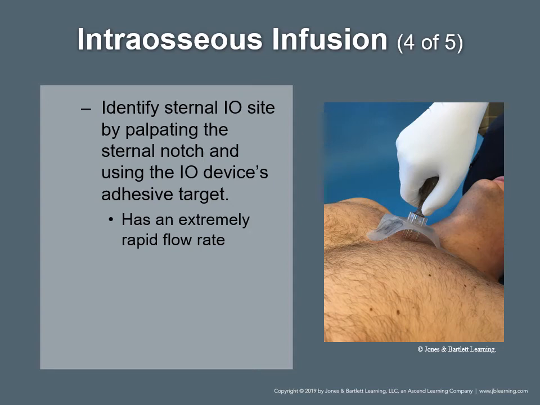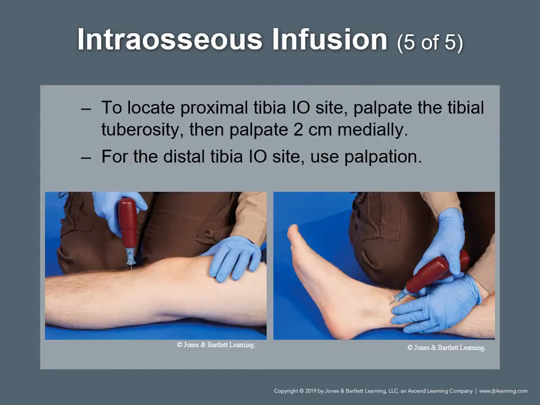Identify the sternal IO site by palpating the sternal notch and using the IO device's adhesive target. The sternal site has an extremely rapid flow rate. To locate the proximal tibia IO site, palpate the tibial tuberosity, then palpate 2 centimeters medially. For the distal tibia IO site, identify the medial malleolus, then palpate 2 to 3 centimeters above it.